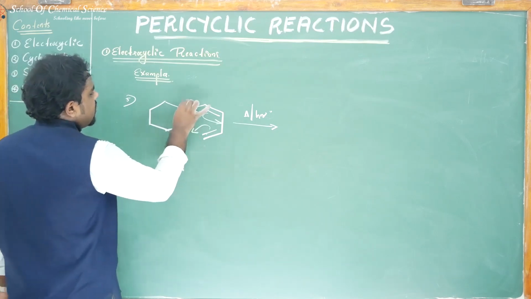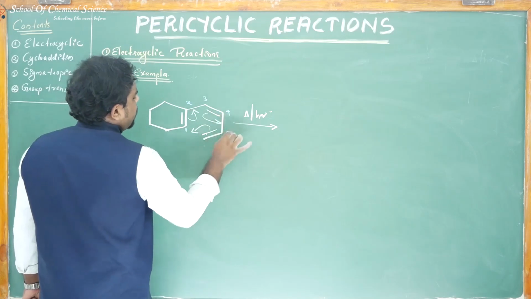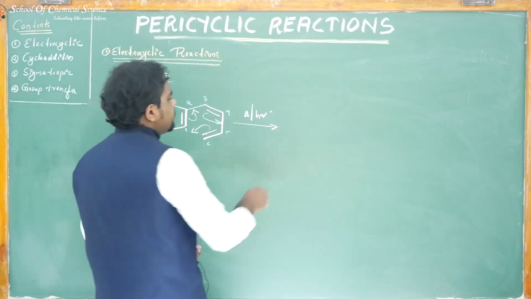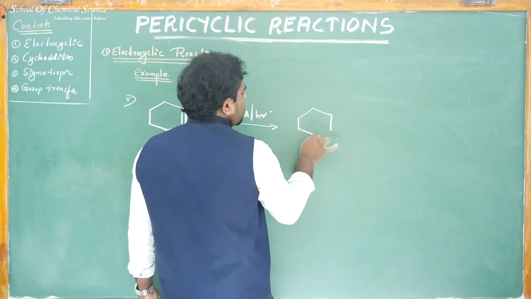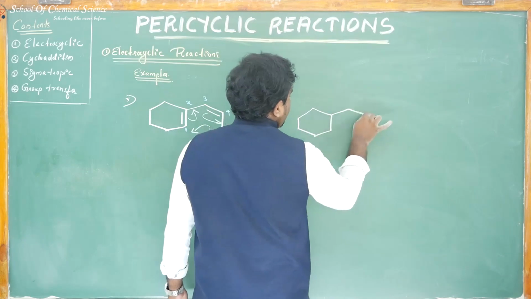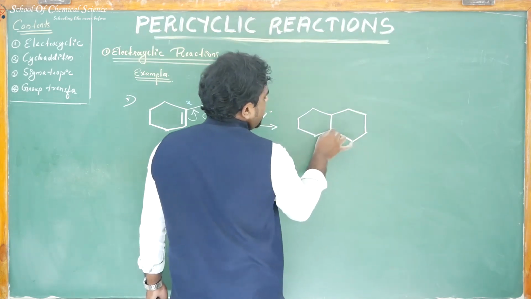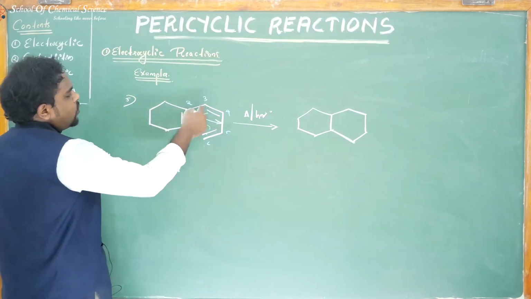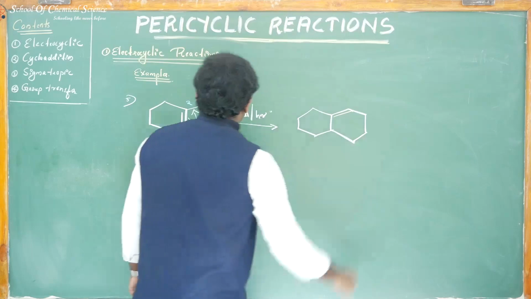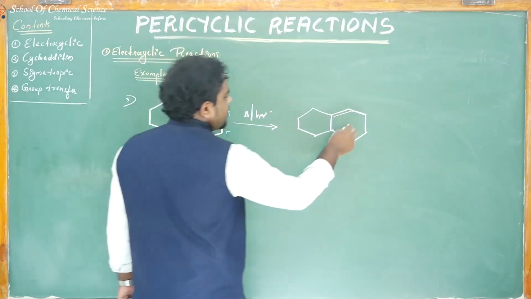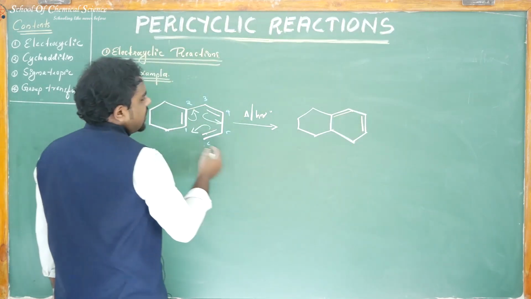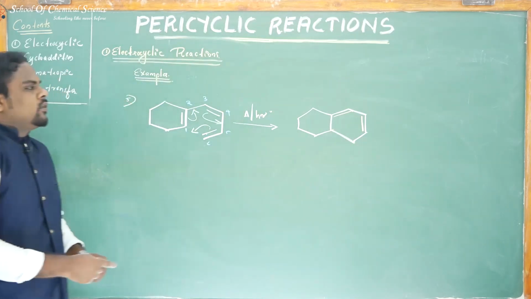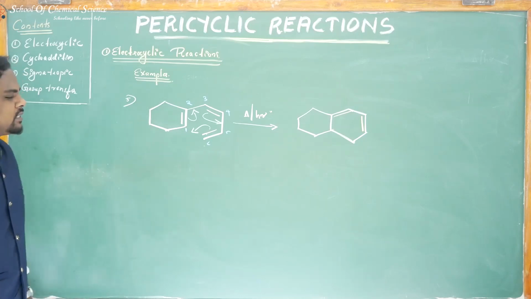You can number 1, 2, 3, 4, 5, 6. So between 1 and 6, a new sigma bond is formed. This is the newly formed sigma bond. Then between 2 and 3, a pi bond. Between 4 and 5, a pi bond. So that's about the electrocyclization of that molecule.